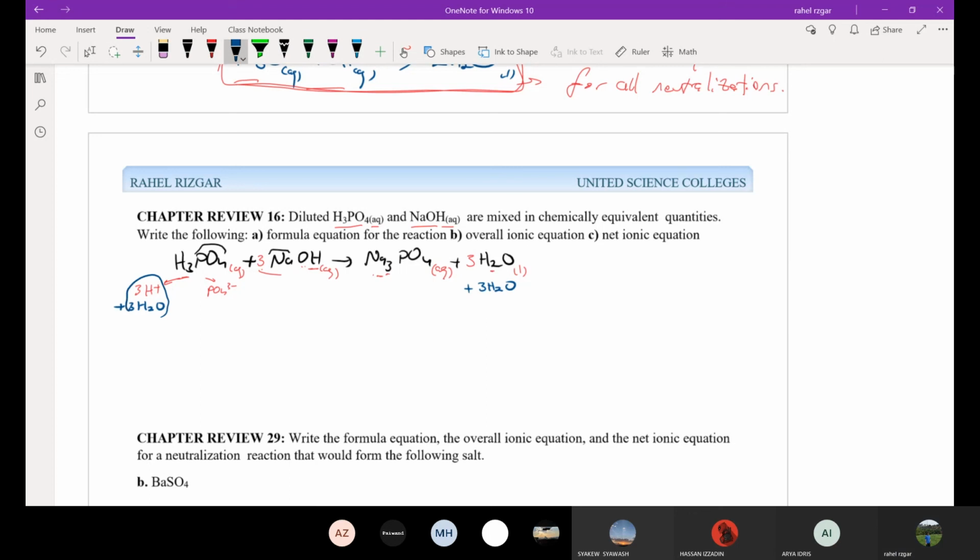3 H2O there. Together, H2O becomes H3O. 3H3O plus PO4 plus 3Na plus 3OH gives 3Na plus PO4 plus 6H2O.